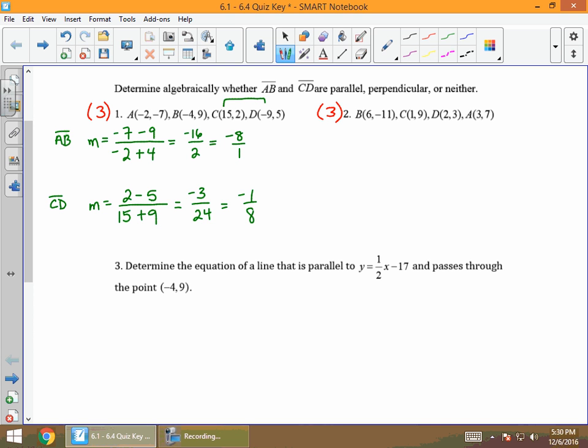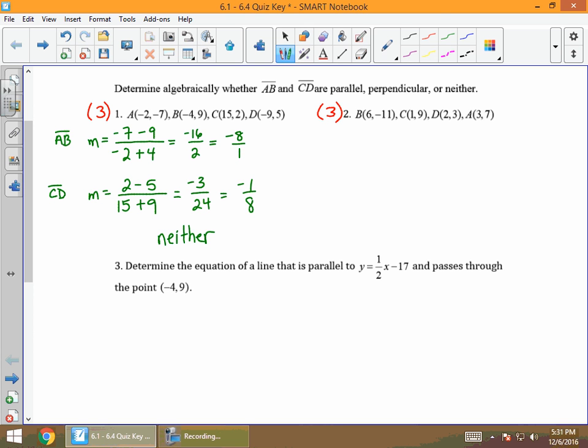And now I just compare. As I take a look at these, I have negative 8 over 1 and negative 1 over 8. Those two are reciprocals. However, they're not opposite reciprocals. And if we're going to say perpendicular, they have to be opposite reciprocals. These are not opposites. They're both negative. So this answer is neither. I graded each one of the two slopes as a point, plus the decision based on those slopes as the third point.